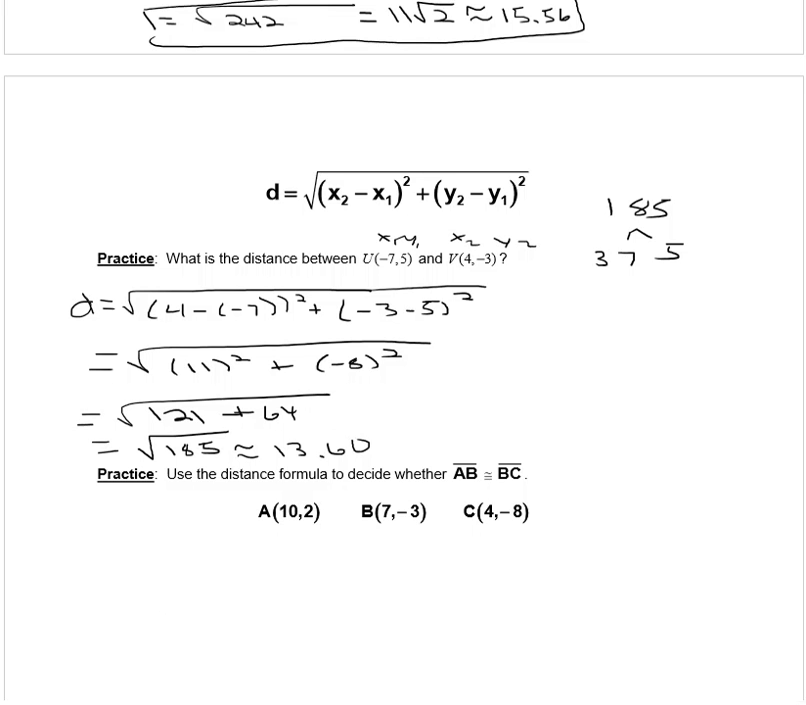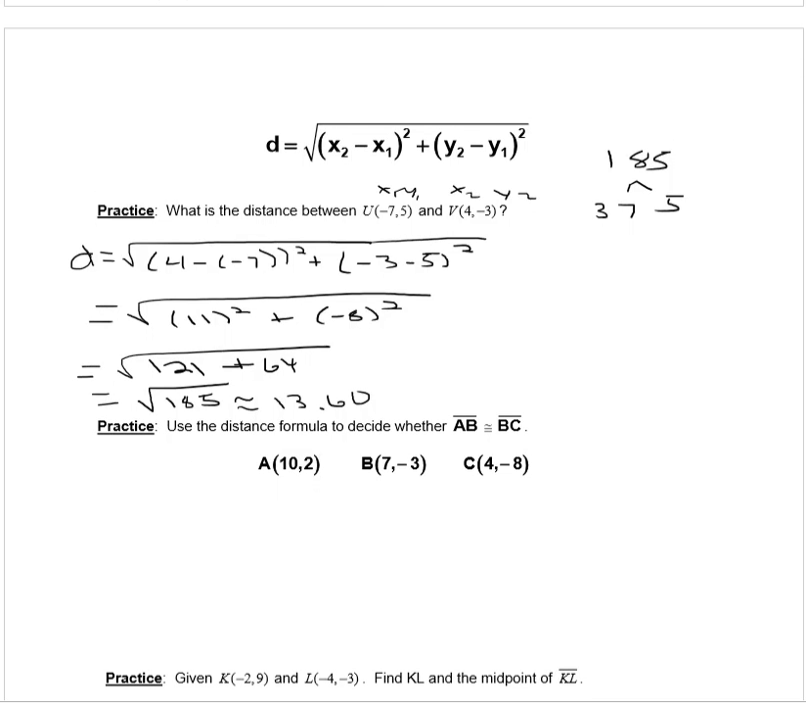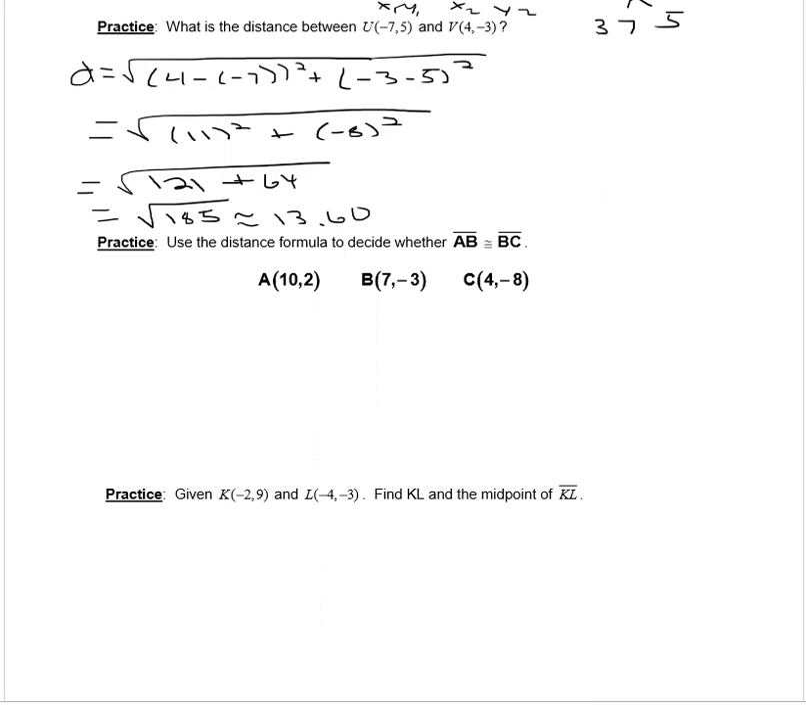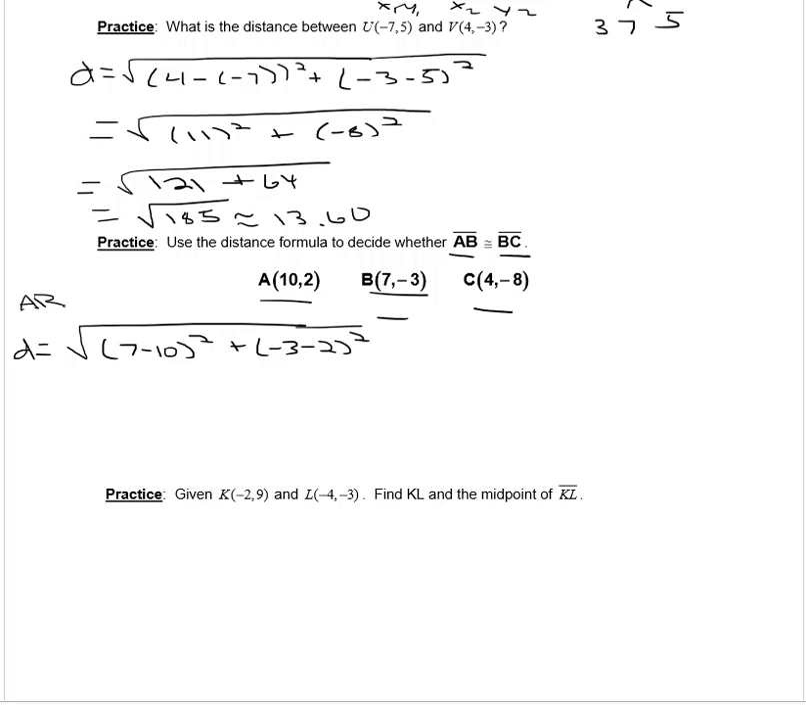Now let's keep going on down here to the next one. So a little bit more practice with the distance formula. If we're going to decide whether or not AB and BC are congruent, in other words, are their measures the same, let's first find the distance of AB, and then we'll find the distance of BC. Well, AB is going to use 10 and 2 and 7 and negative 3. So I'm going to make my distance formula. x2 minus x1, so 7 minus 10 squared, plus negative 3 minus 2 squared. This is for AB. I'll write that over here so I don't forget.